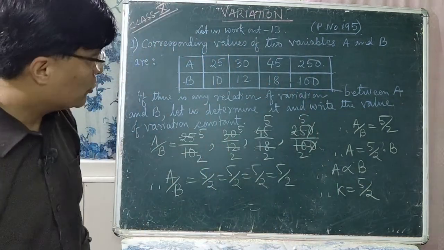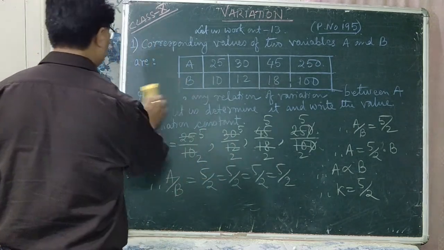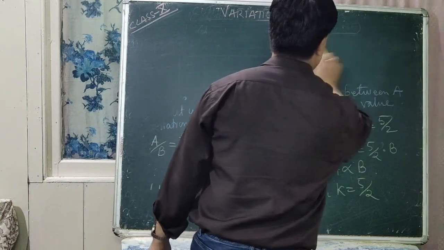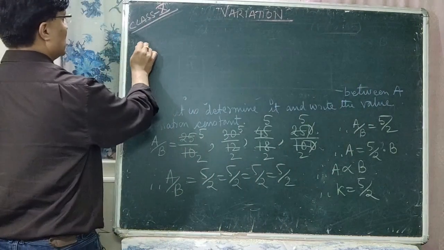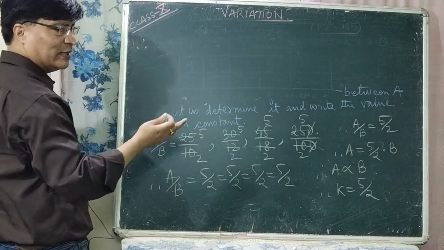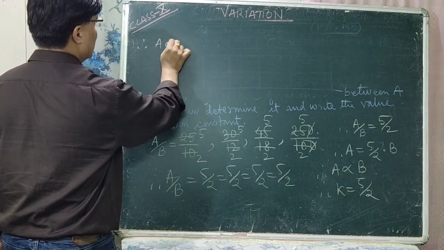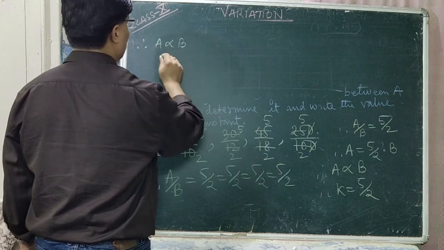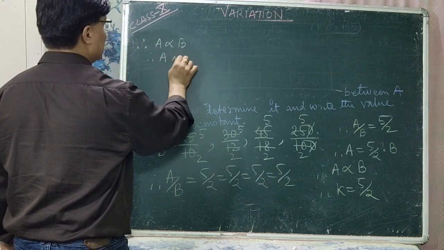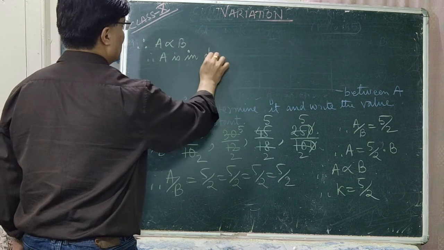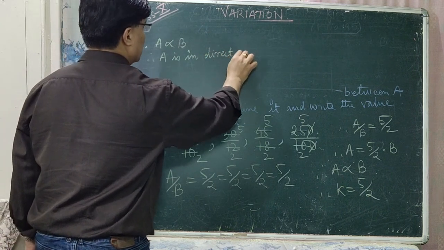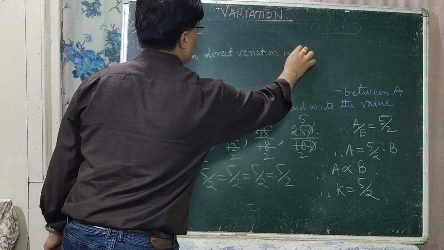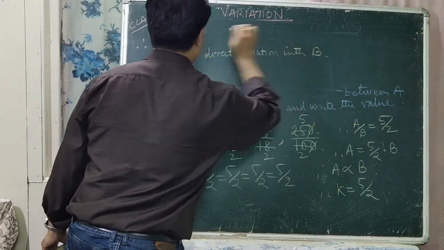Is that clear? So you can write down the answer as. So let us write down the answer. Now the answer you may write it as. So what type of relation is there in between A and B? A is proportional to B. Or you can write as, therefore A is in direct variation. A is in direct variation with B. So this is the answer.